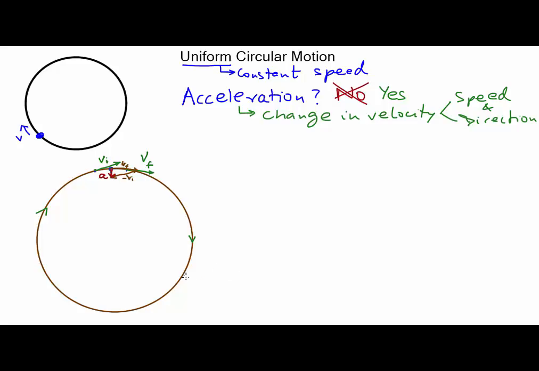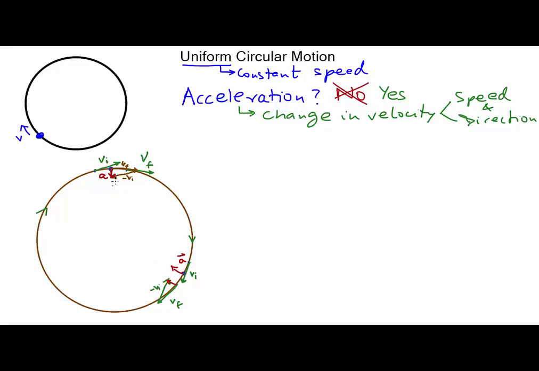Let me take a point over here and see what happens. So now my initial velocity points like that. My final velocity points like this. And to subtract VI from VF, I flip VI, move its tail to the tip of VF. And so that's something like that. And so my acceleration vector will point in this direction. And let me just move it to my point of interest and show it over here.